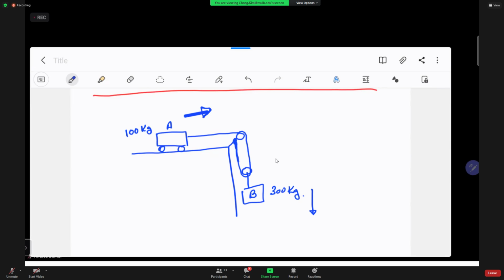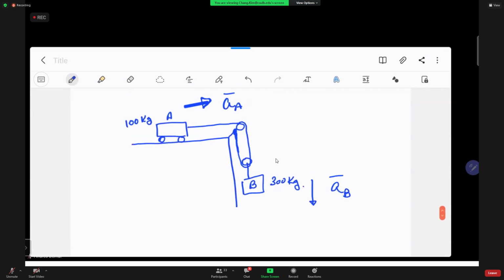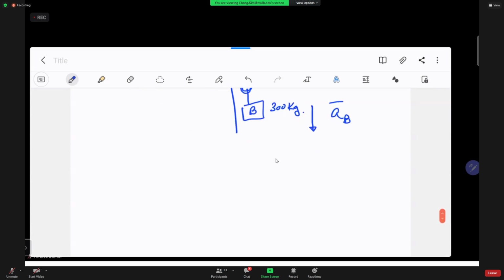Okay. So we wanted to find acceleration of the block A and the acceleration of the block B. Okay. We know it's gonna move to the right and B will be moving downward. Okay. Now you're gonna have to establish what's called a free body diagram.